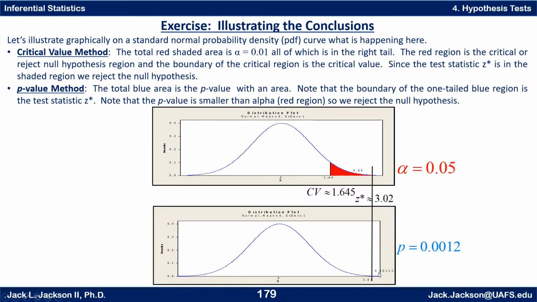The p-value method gives us this blue area, which is so small it's almost impossible to see. It's to the right of the z-star test statistic. That area is 0.0012, which is the p-value. Of course, that's much smaller than the red area, which is our alpha value of 0.05. So you really just have to compare these two numbers for the p-value approach.